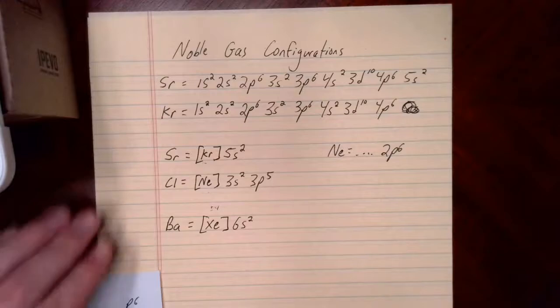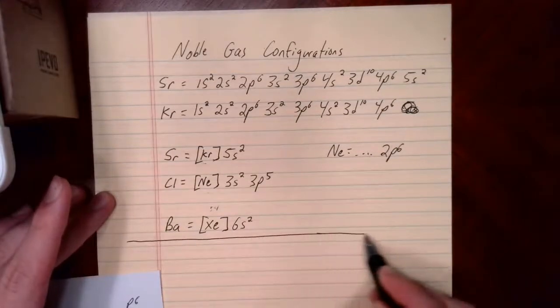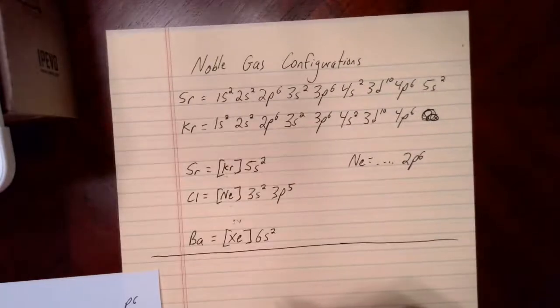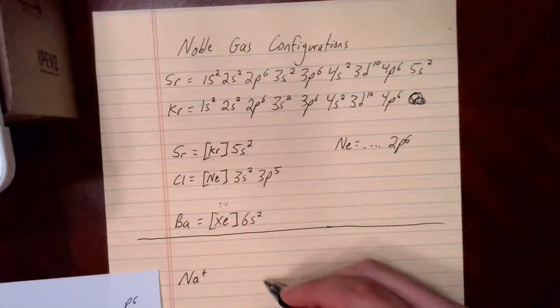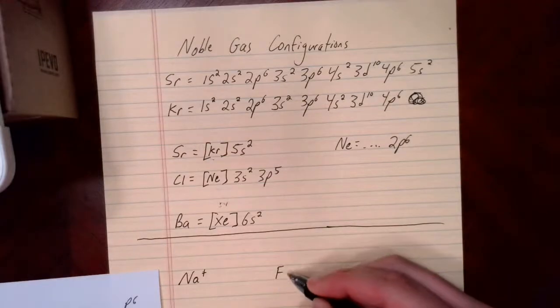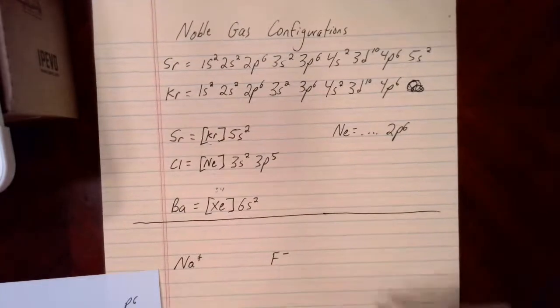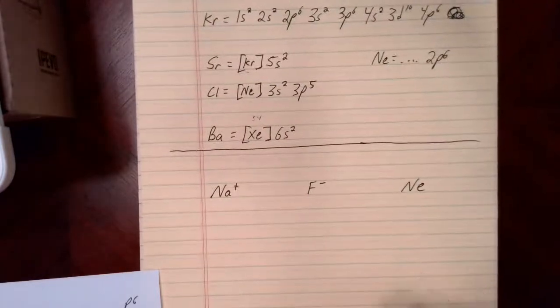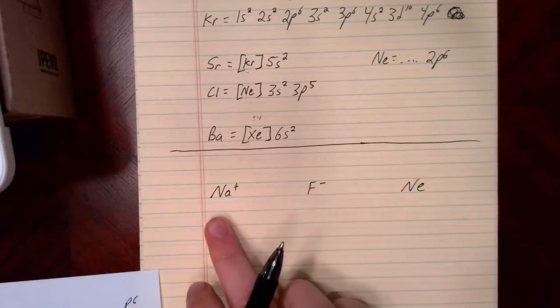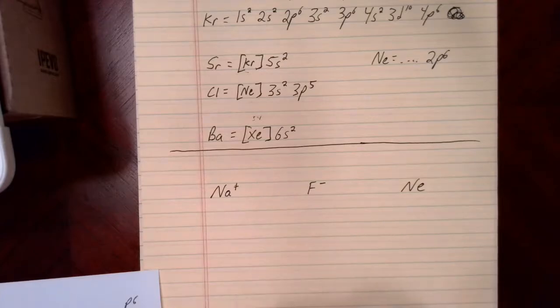Okay, so one other thing I want to discuss in this video before we move on. Let's look at the configurations of sodium with a +1 charge, fluorine with a -1 charge, and then neon. Okay? So we remember if an element has a charge, the only thing that changes is we have to use that charge to find our new number of electrons.